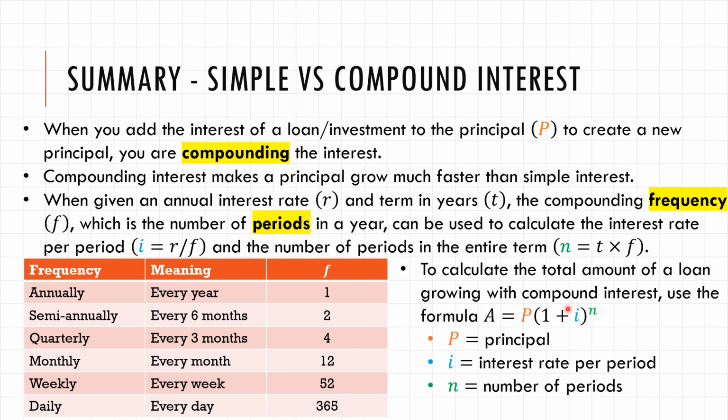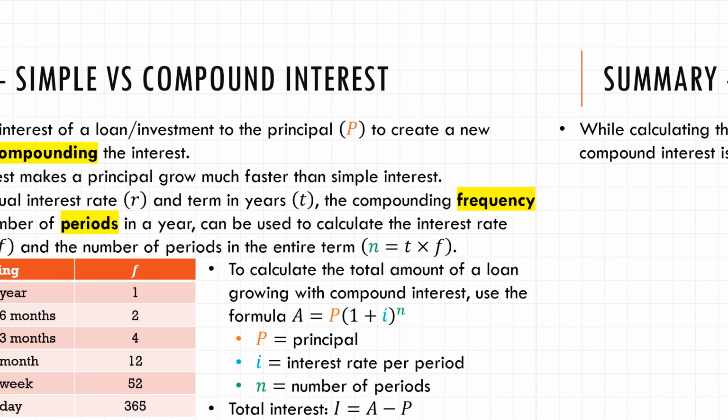To calculate the total amount of a loan that is growing with compound interest, we came up with this formula, where still P is the principal or present value, i is the interest rate per period, not the annual interest rate, and n is the number of periods, not the number of years. To find the total interest, we can just take the future value and subtract the principal or the present value, and that'll tell you how much interest existed in that situation.